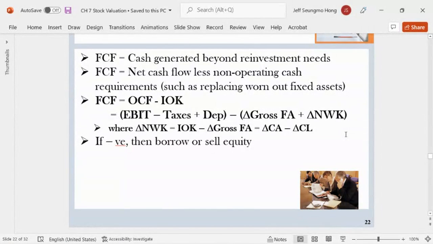What if there is an increase in net working capital? I mean, you need to increase the current assets more than current liabilities. Where does that money come from? It has to come from operating cash flow. So that's what is meant by it's actually a non-operating cash requirement.